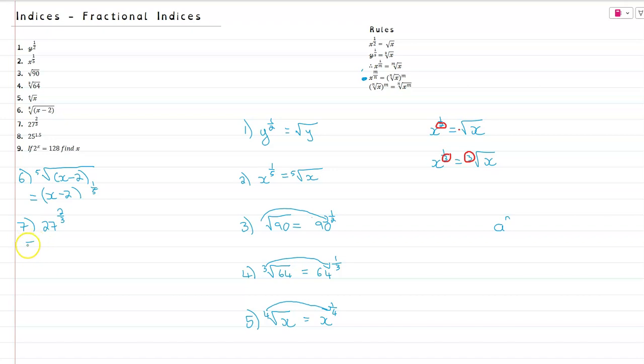We say equals to, what does the rule say here? We need to put that in a root, isn't it? So we take the 27, we write that down as our base. Then we do the root. What would be our root's power? It would be the 3. And then we need to multiply this by the square of 2.